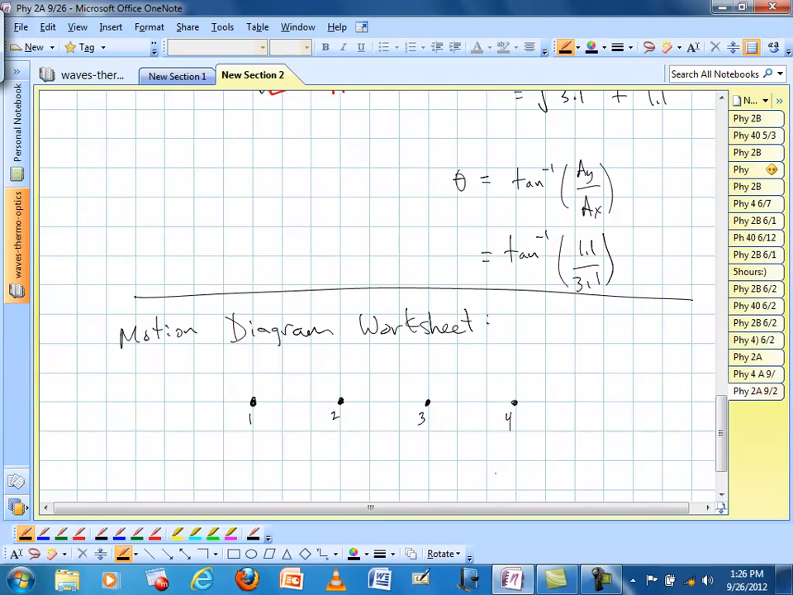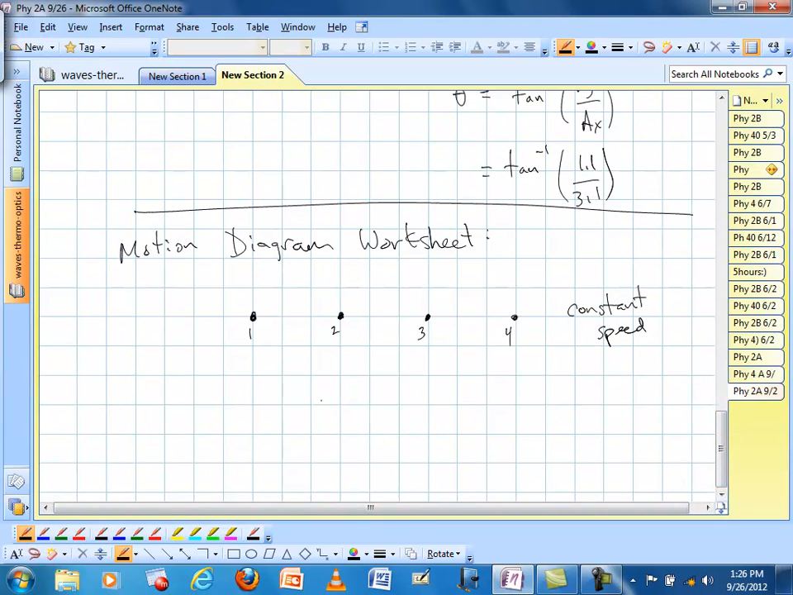And the key to these diagrams is that the strobe light always goes at fixed time intervals. Okay, so the time between these dots is always the same. So when you look at this drawing that I just did, what do we know about that motion of this object? Constant speed, right?